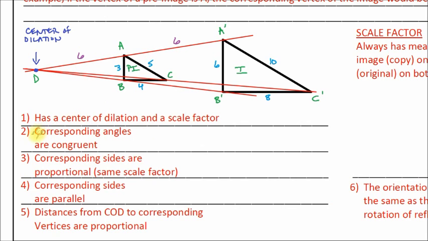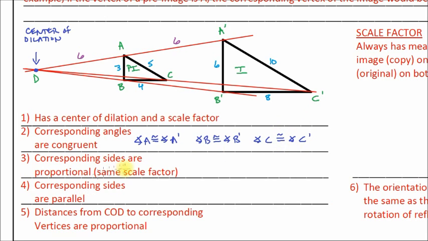The next thing we know is that if you have a dilation, corresponding angles are going to be congruent. That means in this particular situation, we know that angle A is going to be congruent to angle A prime. Angle B has to be congruent to angle B prime, and angle C has to be congruent to angle C prime. If you're using dilation, that's automatically going to happen. You're going to end up with congruent corresponding angles.